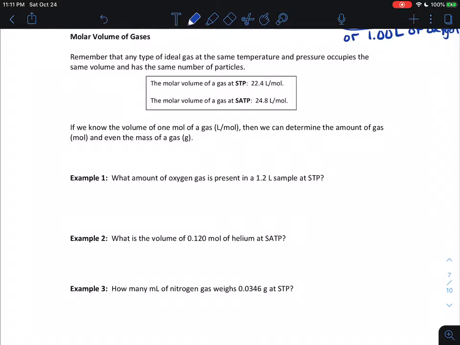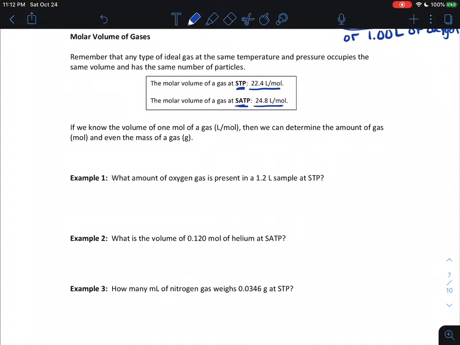For two temperatures and pressures that are often used, STP and SATP, we know what that volume is. Basically, 1 mole of a gas at STP occupies 22.4 liters per mole. So 1 mole of the gas will occupy 22.4 liters. At SATP, it will occupy 24.8 liters. So 1 mole of a gas will occupy 24.8 liters.